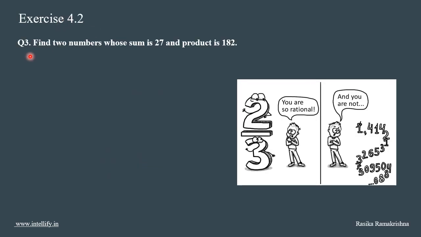Exercise 4.2, question number 3. Find two numbers whose sum is 27 and the product is 182.